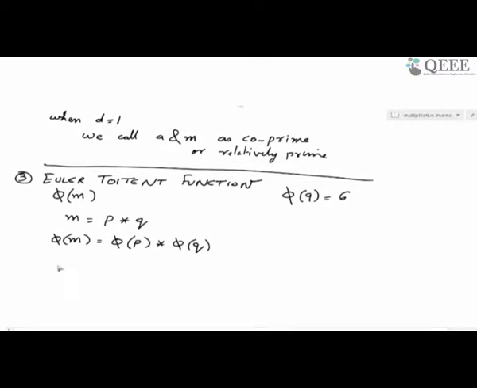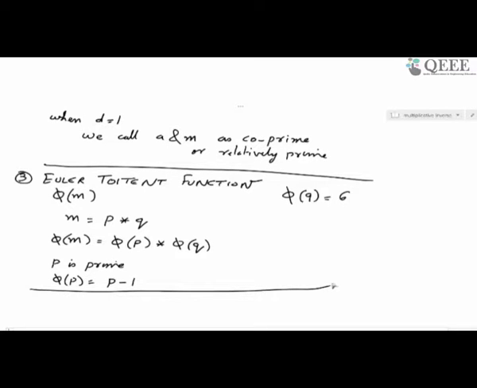Further, if P is prime, then we also found out that phi of P is equal to P minus 1. So using this, we had actually derived some other more sophisticated things, but for RSA, this is what is important.